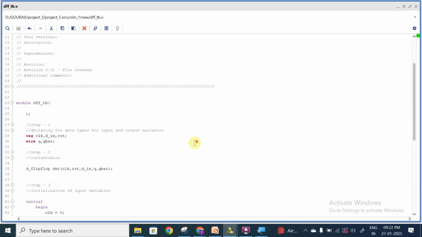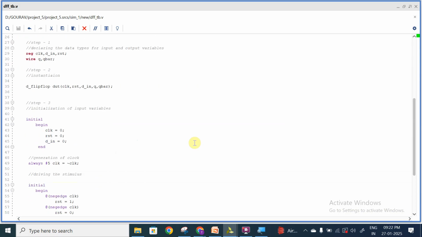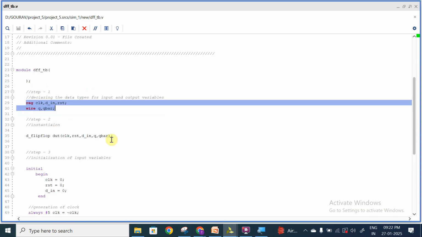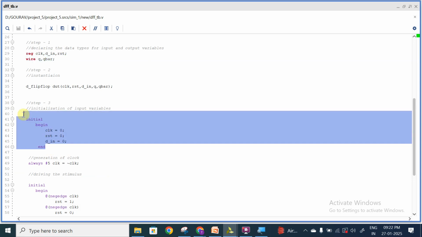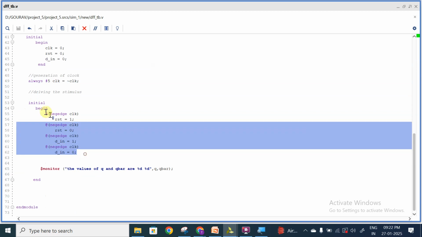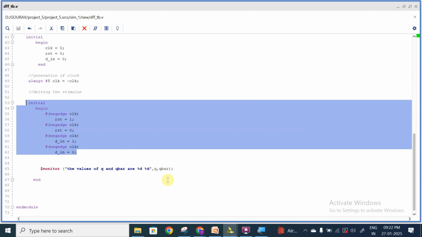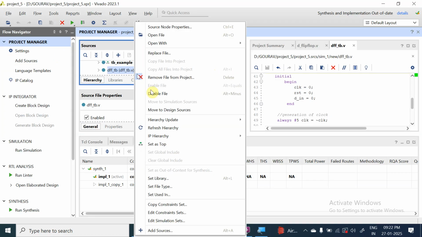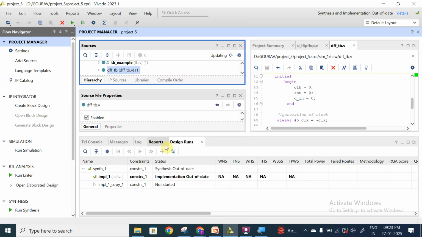So this is how we are going to write a test bench for any sequential circuit. Same procedure for all sequential circuits. What is the first step? First we should declare the inputs and outputs. Next is instantiation, followed by initialization, and next is generation of clock, followed by driving the data or the stimulus. That's it. This is the test bench for any sequential circuit. Is it clear for everyone? Can we move forward? Yes, sir. Let me set a stop time so that it will be simulated.